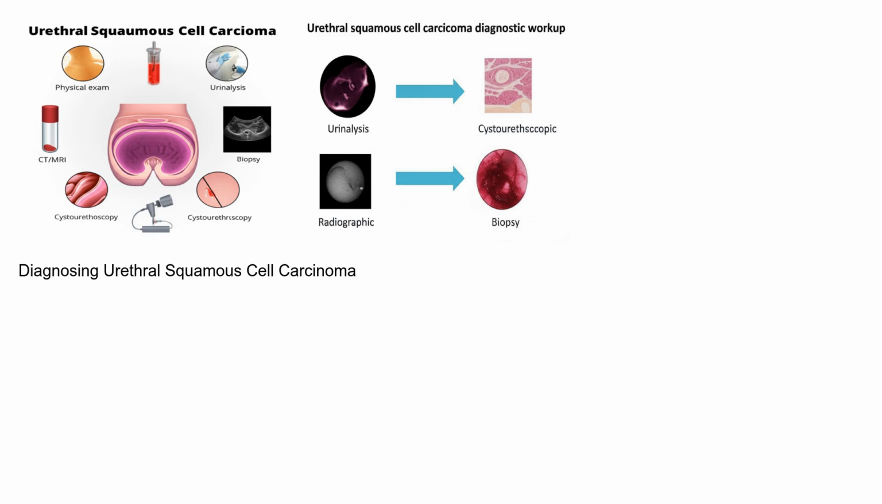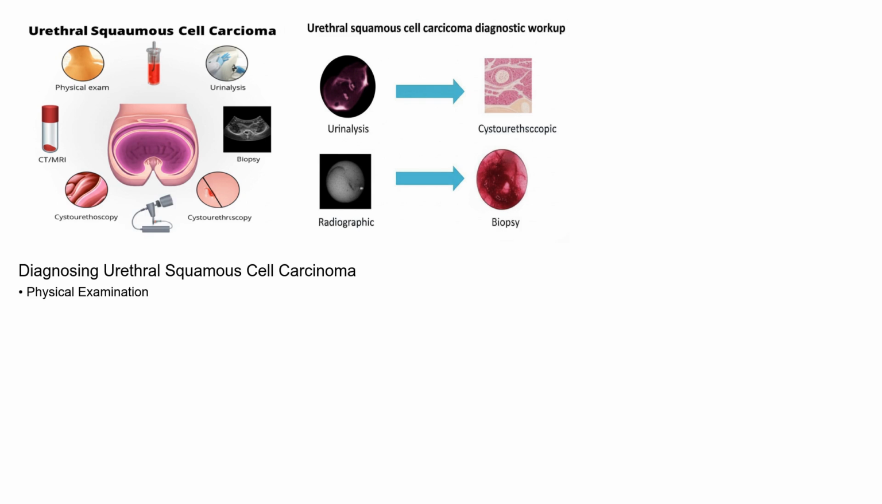Diagnosing urethral squamous cell carcinoma typically involves a combination of physical examination, imaging studies, and tissue biopsy. A physical exam may reveal a palpable mass or tenderness in the urethra or groin. Urinalysis can detect blood or abnormal cells in the urine. Cystourethroscopy, a procedure where a thin, flexible tube with a camera is inserted into the urethra, allows direct visualization of the urethral lining in any abnormal areas.